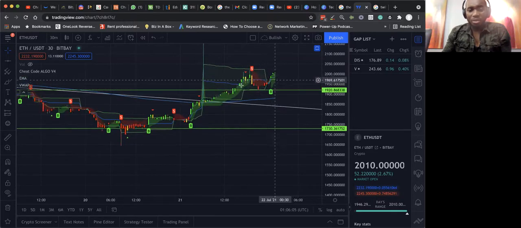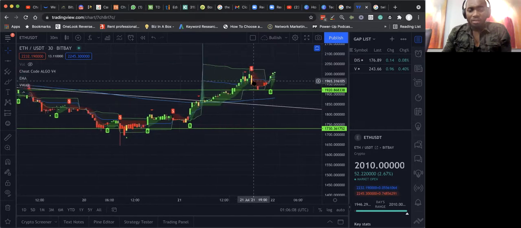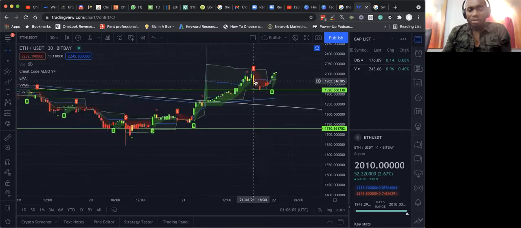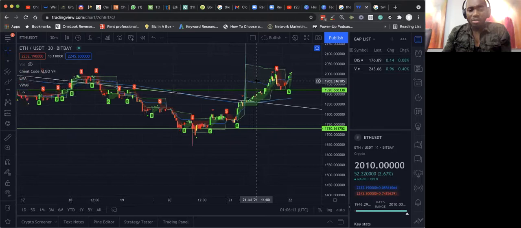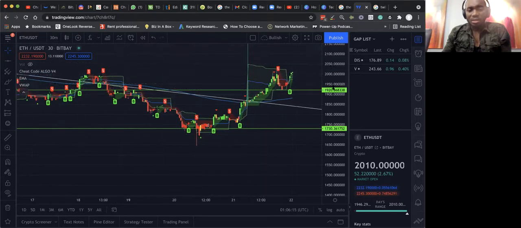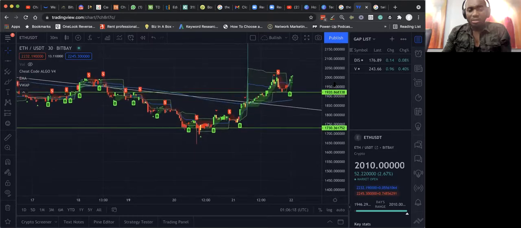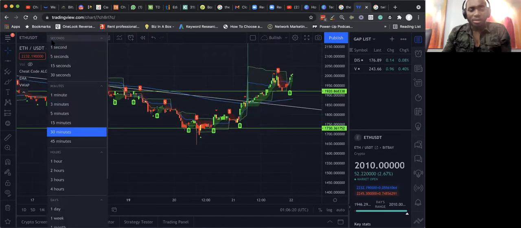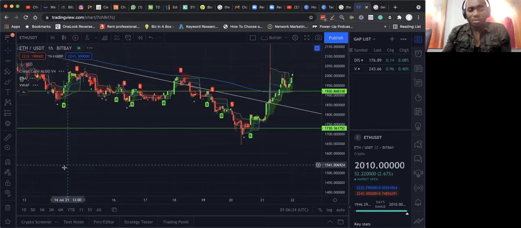This is a very bullish chart pattern. I would like to zoom out and see if we have another resistance anywhere higher. So if we went back to, let's say, the 1 hour chart, okay.